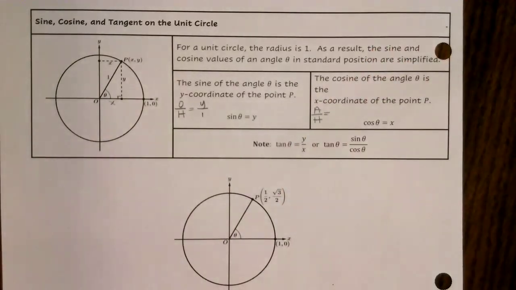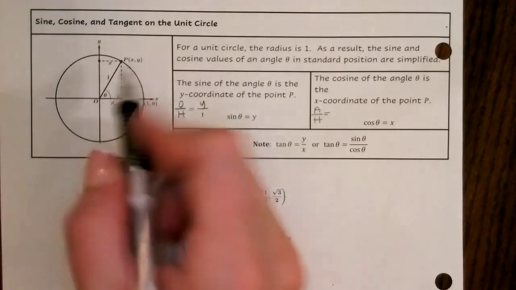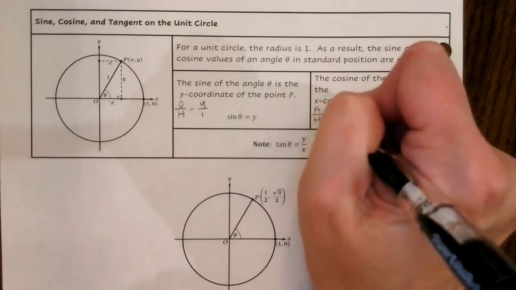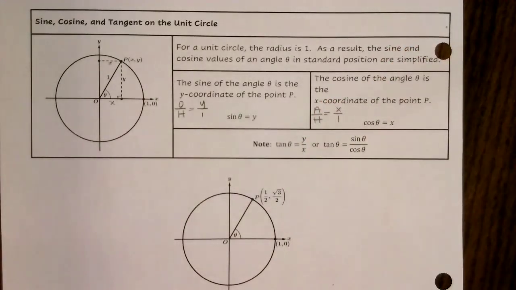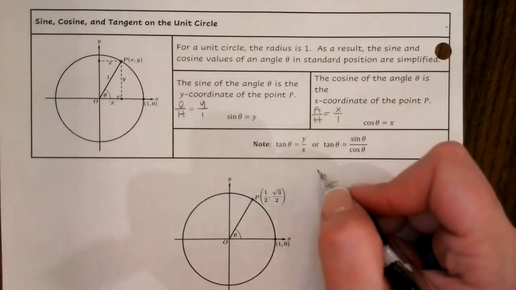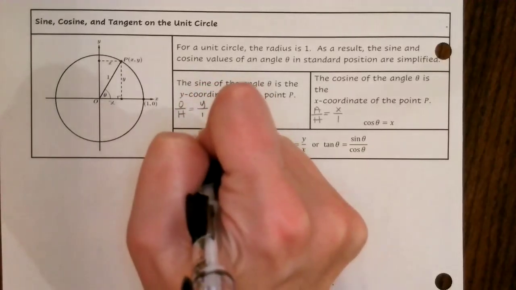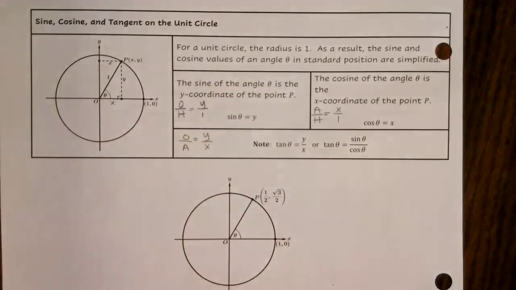For our cosine here, it is the adjacent over the hypotenuse. And so our adjacent is x and our hypotenuse is the radius again. So that would be 1, and that would simplify to x. Now for tangent, that's opposite over adjacent, which in this case is y over x.